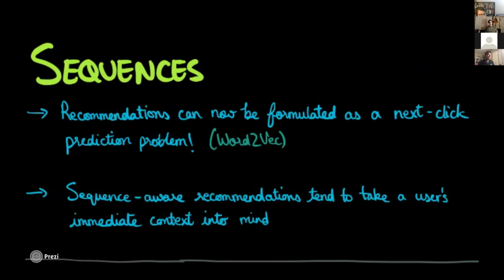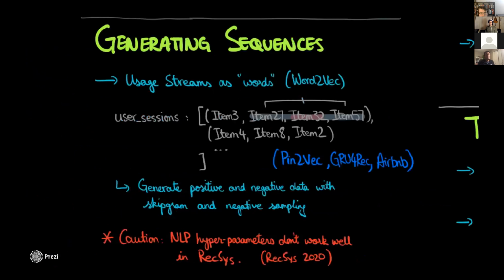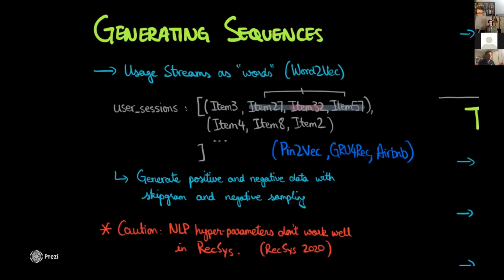The other thing is, now you can do more than just matrix completion. You can also think of it as a next click prediction problem, sort of like word2vec, and sequence aware recommendations tend to work really well, because when you're taking a user's immediate behavior into account, those behaviors really tend to work better. So how do you do that? Well, let's do word2vec.